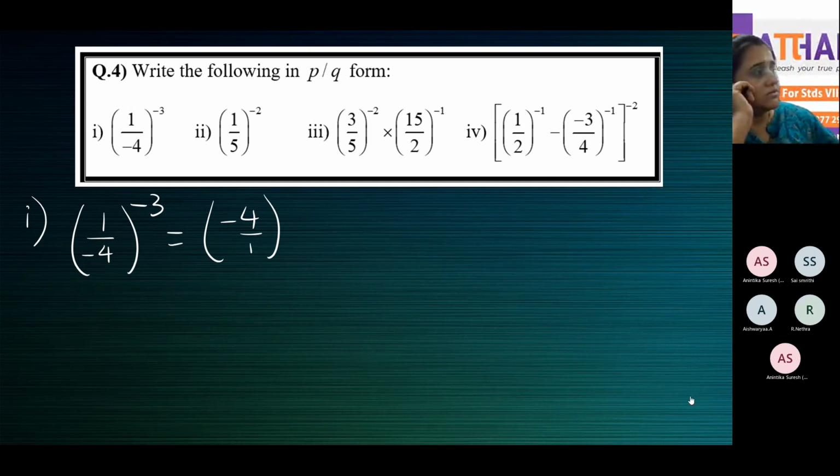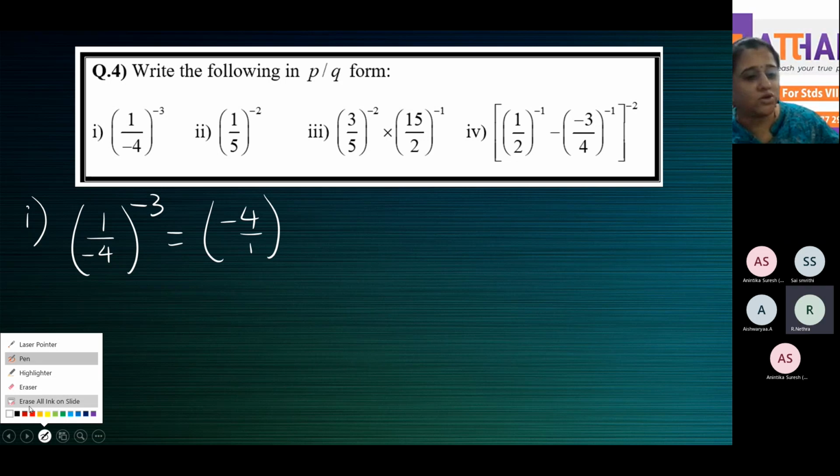Reciprocal of the base and negative of the power. If you change both, it is equivalent. If you change only one, it is the reciprocal. Now whenever you're solving, you should write the equivalent only.